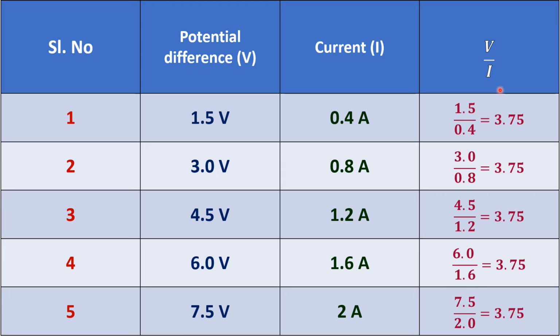So by looking at this table, the values in the last column, that is V by I, are the same in each case. That means V by I is constant. Okay, so V by I is constant. Let us see here.